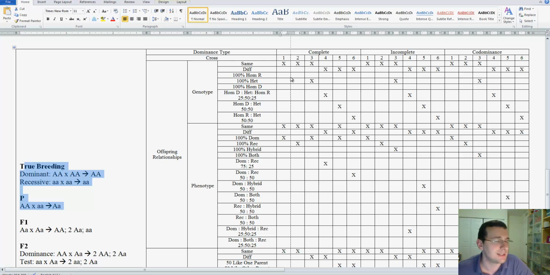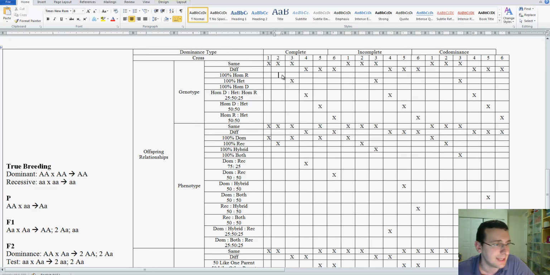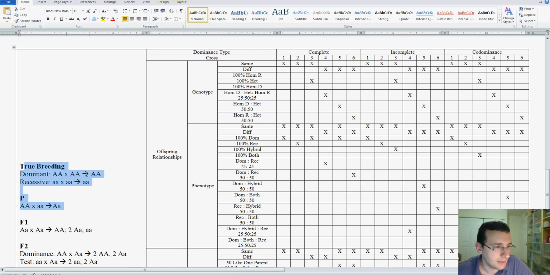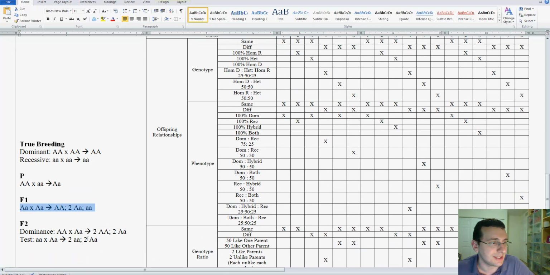If they say all the children are homozygous recessive, the only cross possibly making 100% homozygous recessive children is the true breeding cross for homozygous recessive. So that is the only cross that can do that, no matter what kind of dominance it is. All right? If they say the children all look different from each other, well, this cross is certainly going to make children that look different from each other. And also, on the test cross, they'll have children that look different from each other.